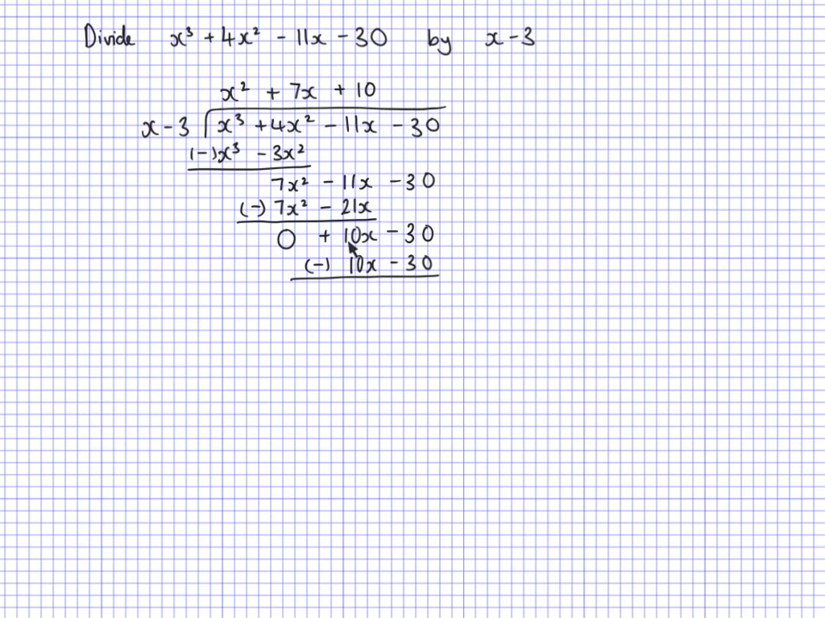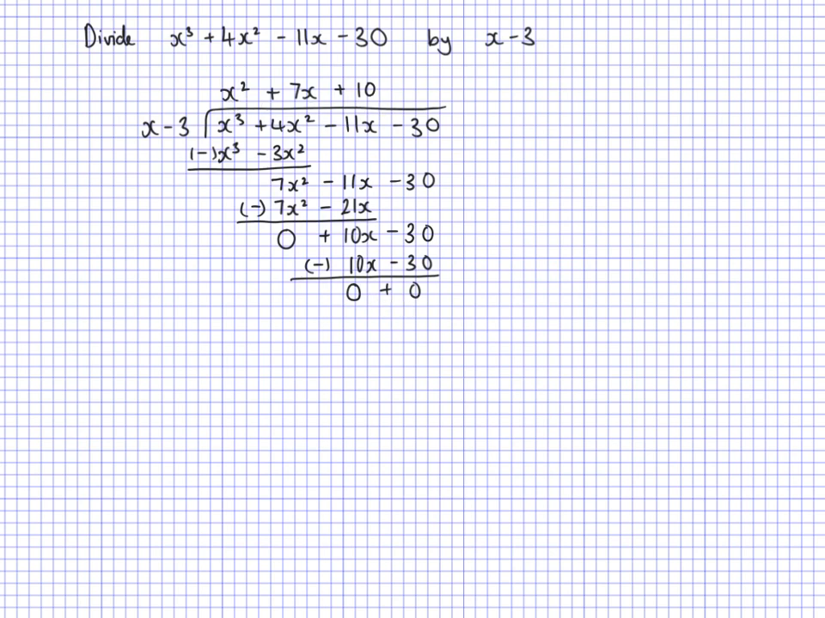Okay, so here if I calculate this, 10x take away 10x is 0. And here I've got negative 30 take away negative 30, which is also 0, because negative 30 take away negative 30 is negative 30 add 30, which is 0. So I have no remainder. So what I have now is, this was my dividend, this was the factor that I was dividing by, and this is my quotient and I have no remainder.